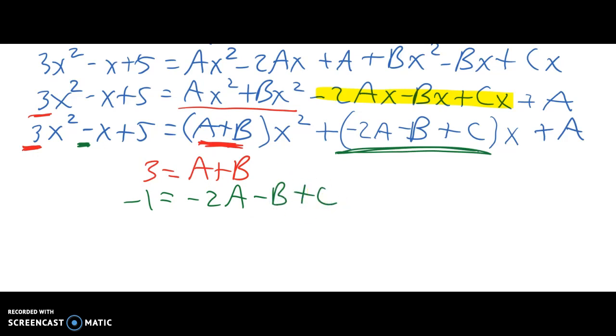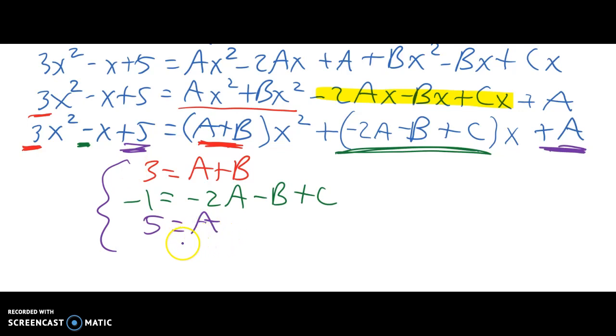And here is the best one this time. Let's find a fun new color. Oh, none of them are that fun. Ooh, purple. 5 is equal to a. Well, that gives us part of our answer right there. 5 equals a. Great. So yeah, this is our system, but some of it's already solved.